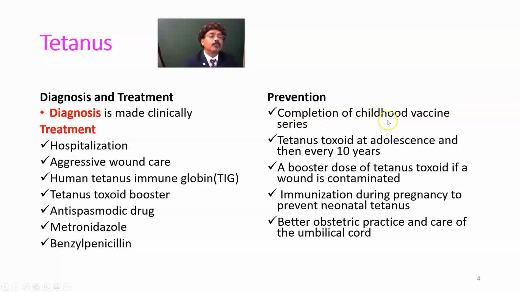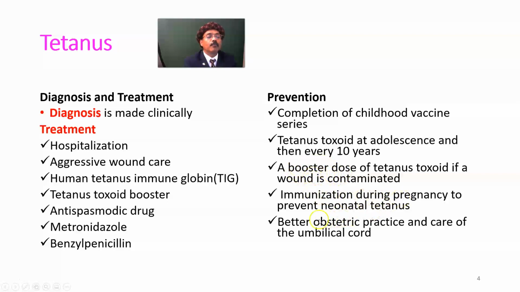Prevention: completion of the childhood vaccine series is a must. Tetanus toxoid at adolescence and then every 10 years. A booster dose of tetanus toxoid if a wound is contaminated. It does not necessarily have to be 10 years. When there is a lacerated wound or penetrating wound and apparently there is a chance of tetanus, we should give one booster dose of tetanus toxoid.